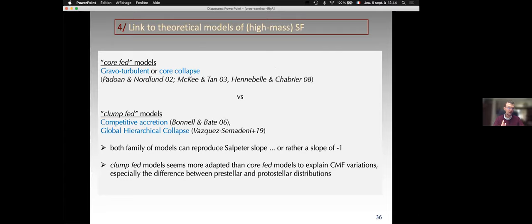So what could it tell us regarding the different models I presented earlier? Well, both families of models can reproduce the Salpeter slope, or actually in some of them, it's maybe more the -1 than -1.35. But I think that the clump-fed models are more adapted than the core-fed models to explain variation of the core mass function, and especially to explain this difference between prestellar and protostellar core, in the sense that if protostellar cores can gain mass from large scale, then we can more naturally explain why some of them become more massive.